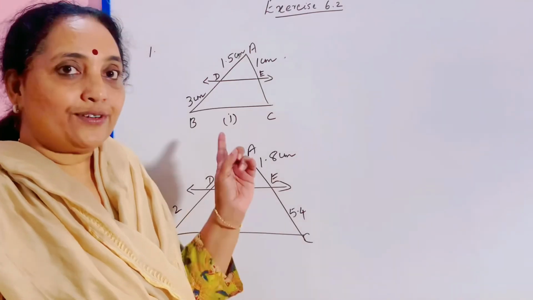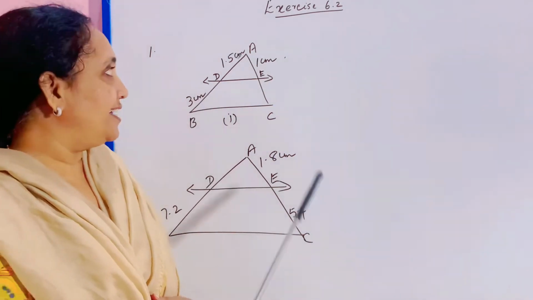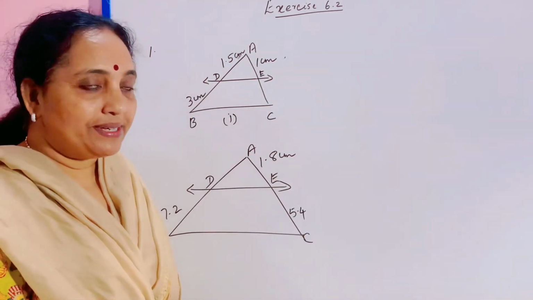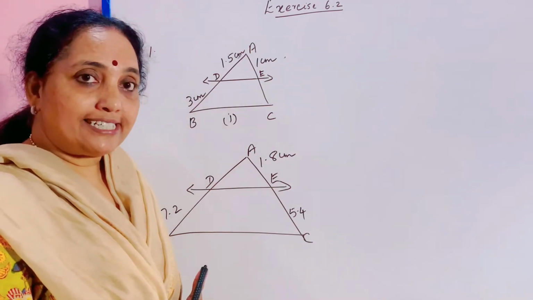And these two theorems, BPT and its converse, we can apply in exercise 6.2. Almost all the questions in that exercise, we can solve using these two properties, BPT and its converse. Let us move to that exercise. Look at question number 1. In that question it is given that DE is parallel to BC in triangle ABC, and you can apply the basic proportionality theorem there.